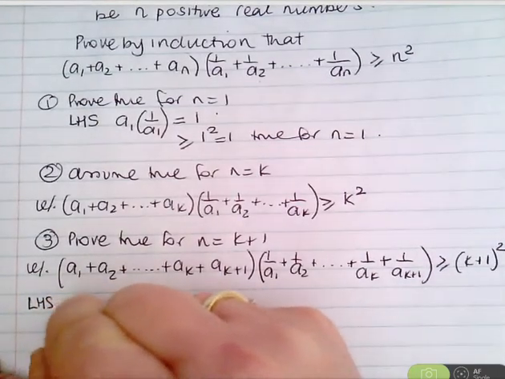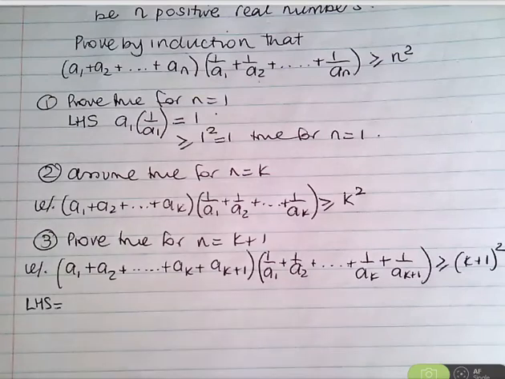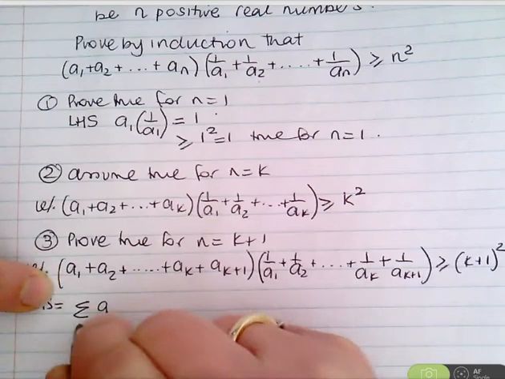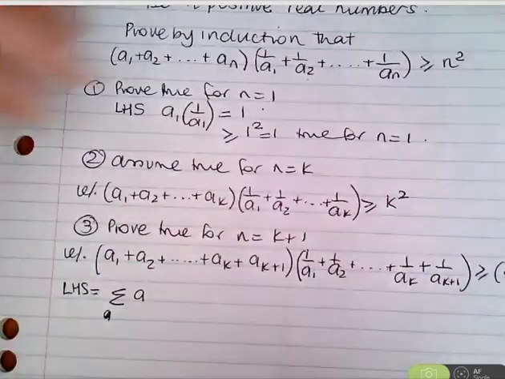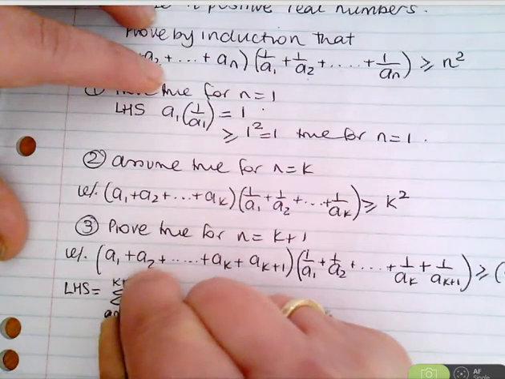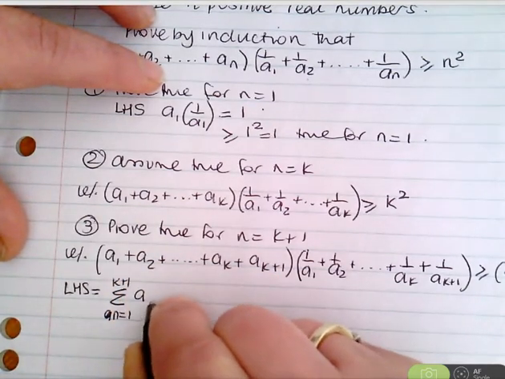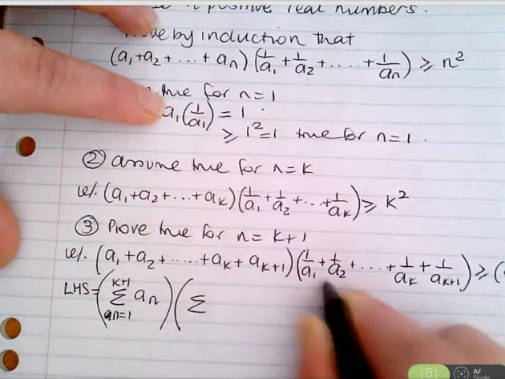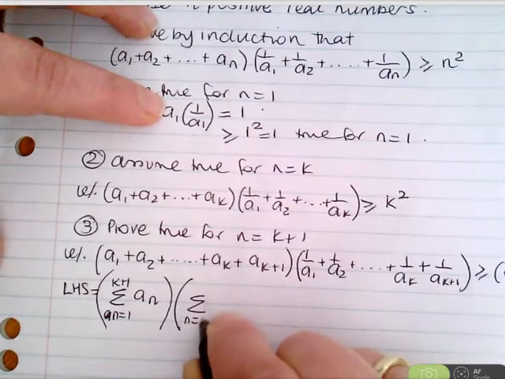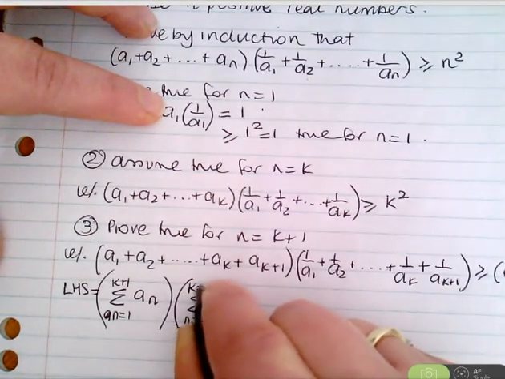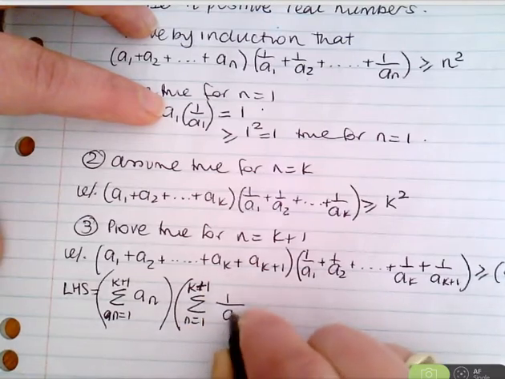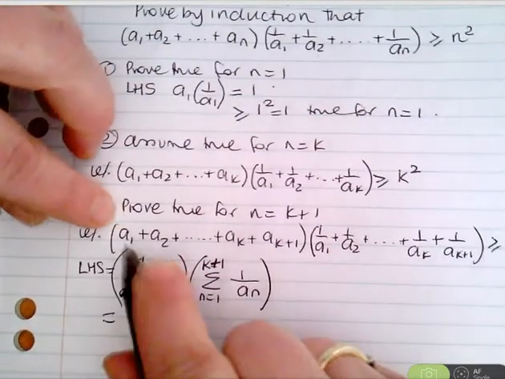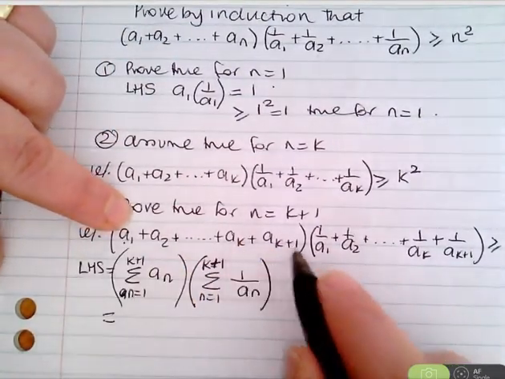Okay, starting with our left hand side, we can see here in our first bracket that we really have the sum of all terms from n is 1 through to n is k plus 1 of a sub n times the sum of all terms here from, again, n is 1 to n is k plus 1 of 1 over a n. Now, so that we can use the assumption, we're going to break this up from 1 to k and then add on the k plus 1th term.